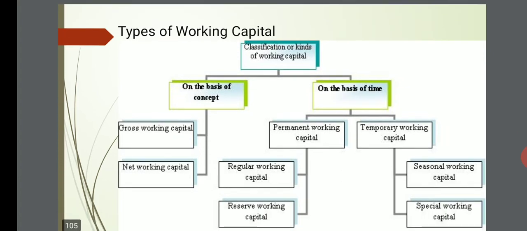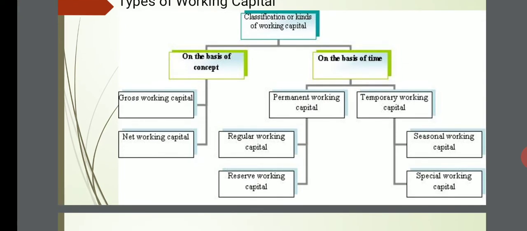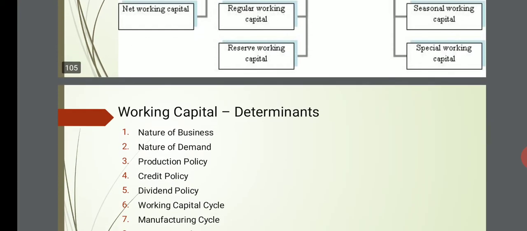Now, types of working capital. On the basis of concept, there are two: gross working capital and net working capital. On the basis of time, temporary working capital and permanent working capital. Permanent working capital is of two types: regular working capital and reserve working capital. And temporary working capital is of two types: seasonal working capital and special working capital.